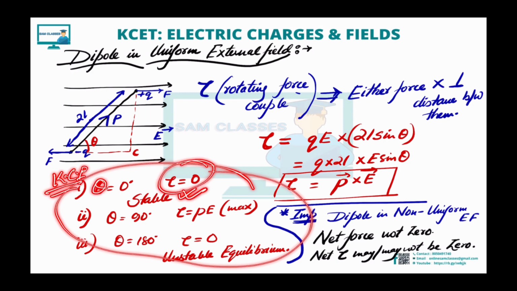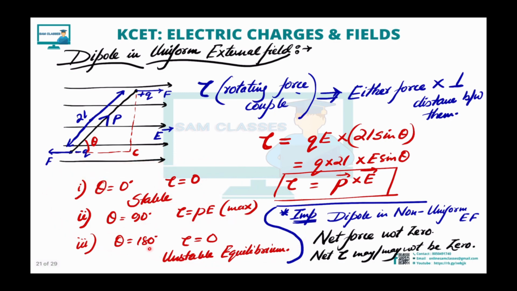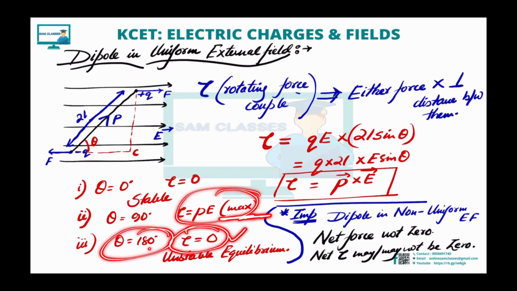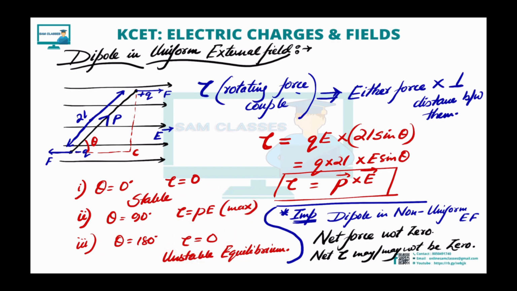Now this part is also very important for the exam. So mug it up, very important. If theta is 0, then torque is also 0 and the condition is stable. So it is in stable equilibrium. Theta 90, torque is max. Theta 180, it is neither stable nor unstable. Theta 180 degrees, torque will be 0, unstable equilibrium. So it is very important to understand what is stable and unstable.